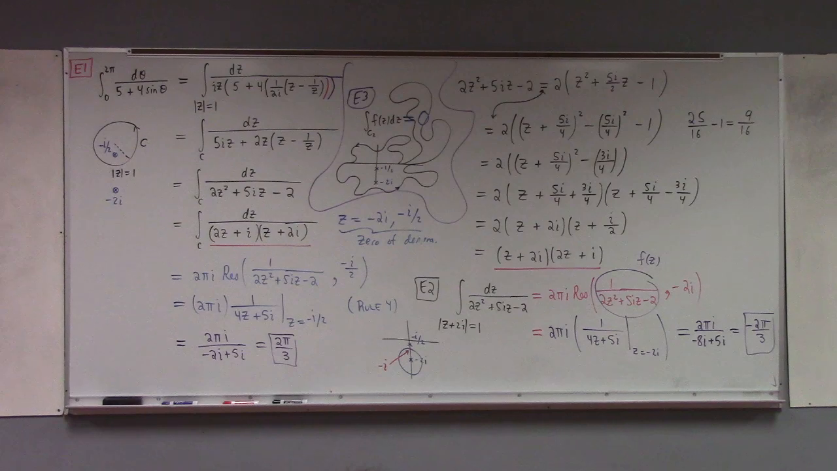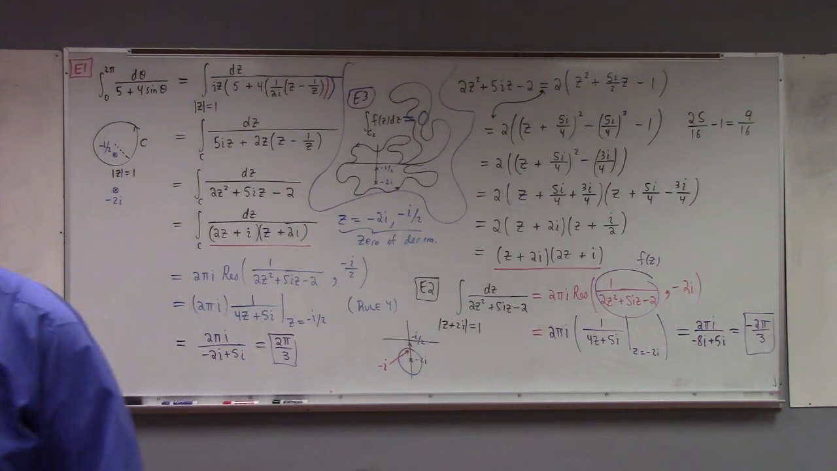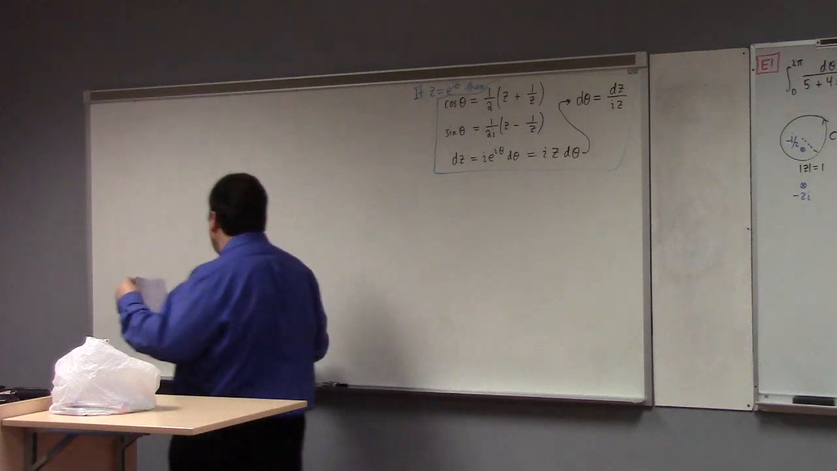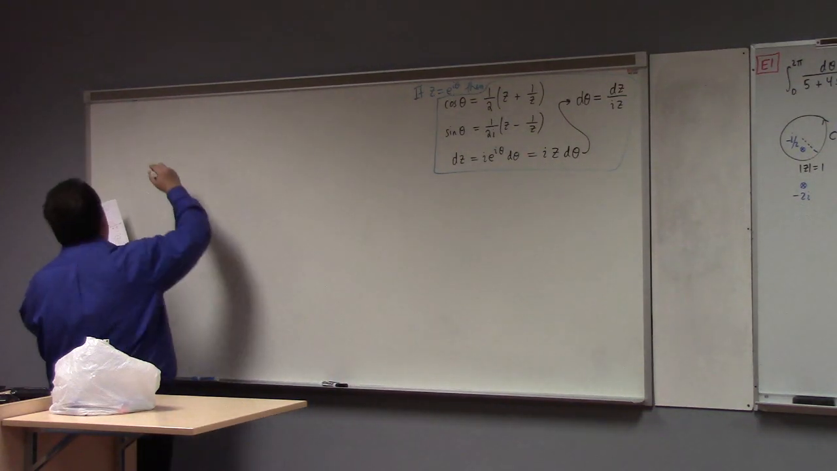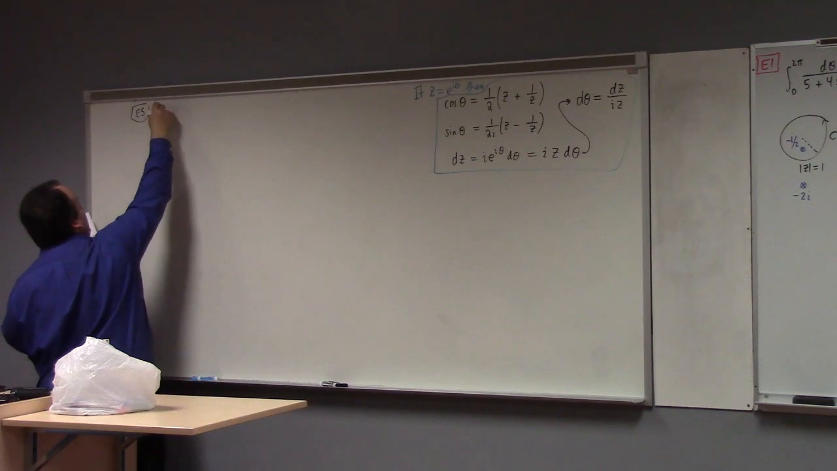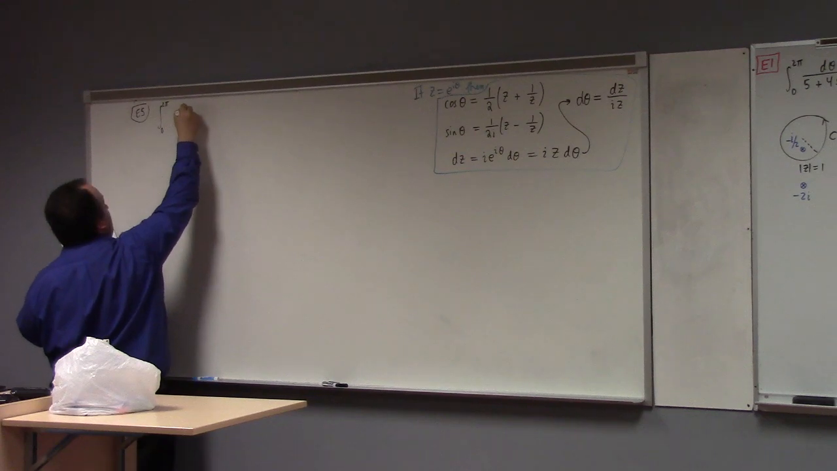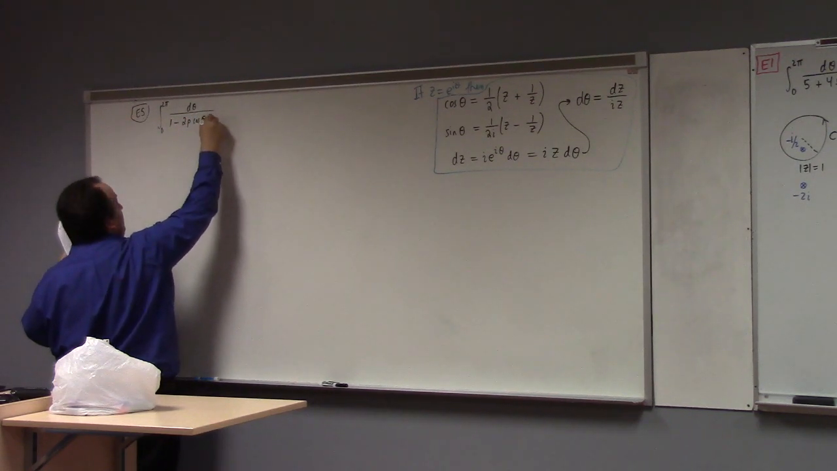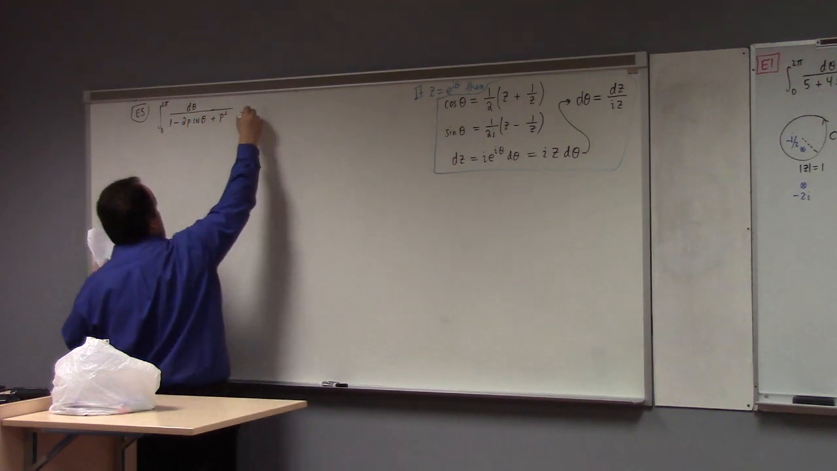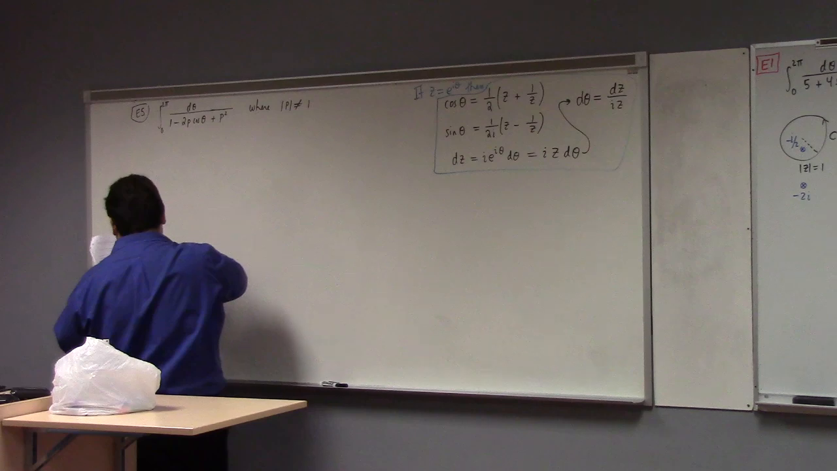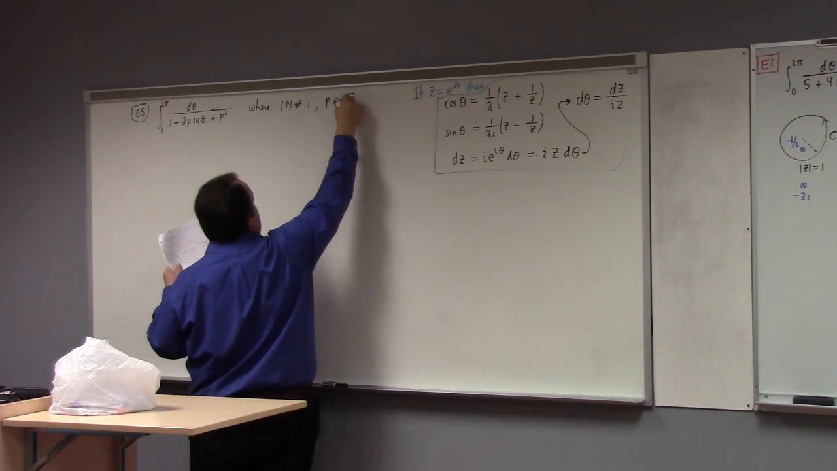The next example here is perhaps a little more challenging because it's got a parameter in it. So let's work it out. So here we go. Example, what am I on? 5, okay. This time we're trying to work out the integral from 0 to 2 pi of d theta over 1 minus 2p cosine theta plus p squared, where the absolute value of p is not equal to 1. And here p is a complex number, possibly.